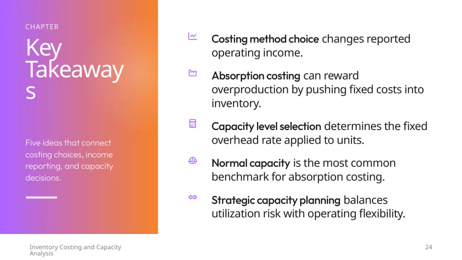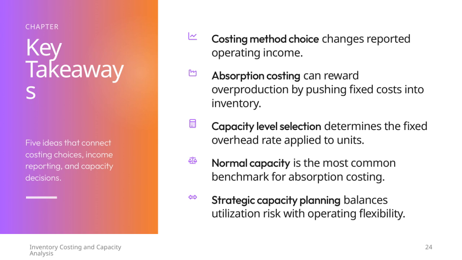Let's delve into how our choice of costing method can directly impact the operating income we report. For instance, absorption costing can sometimes incentivize overproduction because it allocates fixed costs to inventory, which might make profits look better in the short term. Another critical factor is the capacity level we select. This determines the fixed overhead rate applied to each unit, influencing our cost calculations significantly. Typically, normal capacity is used as the standard benchmark for absorption costing, as it provides a balanced approach.